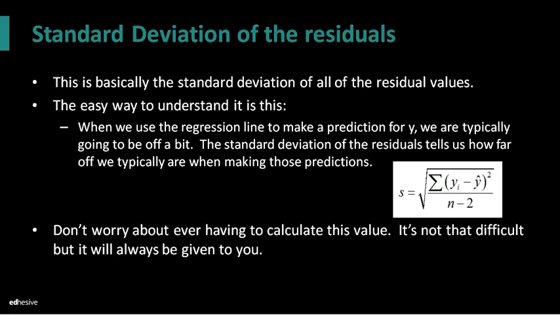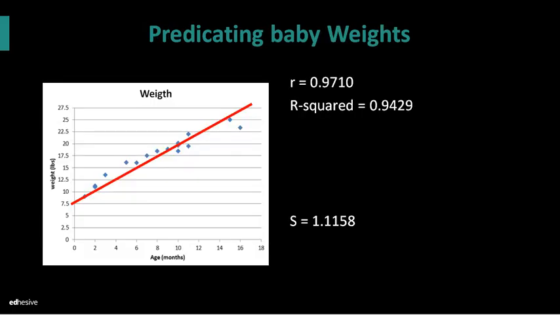And it's a really cool value, and a lot of kids don't ever really understand it. So if you take the time to actually pause and read this slide, I think it'll make a lot of sense to you. The standard deviation of the residuals tells us how far off we typically are when making a prediction. And we want to be off by a small value. We don't want to be off by a large value. All right, here's one last look at this baby problem that I hope can make all of this make sense to you.